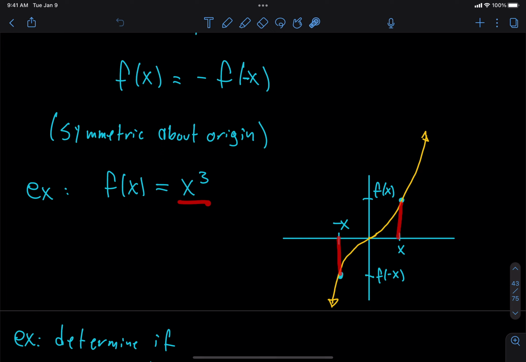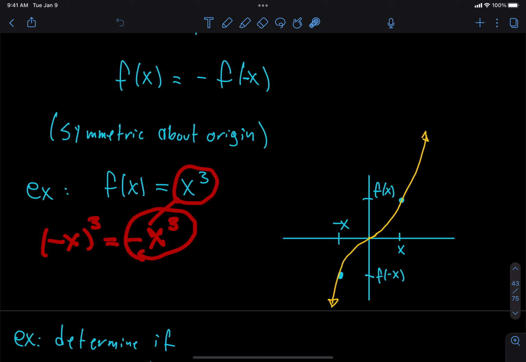So, for example, x cubed. Why is x cubed symmetric about the origin, i.e. odd? Because what do I get when I do negative x cubed? You get a negative times a negative times a negative, which gives you a negative. These two numbers, namely x cubed and negative x cubed, are opposite, no matter what x is.